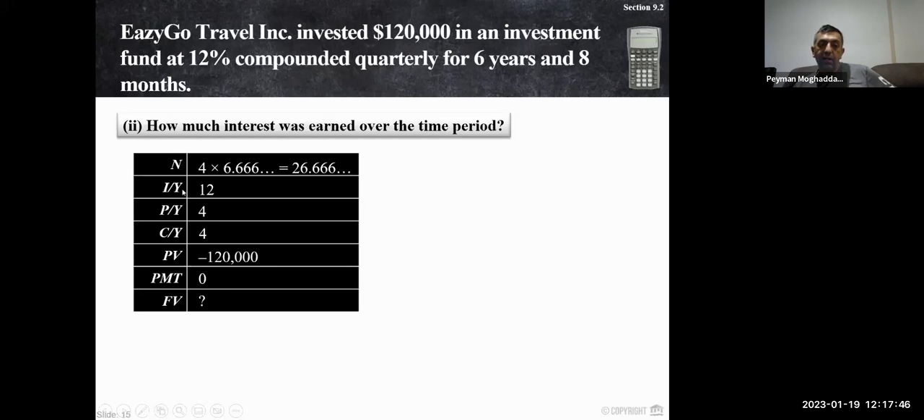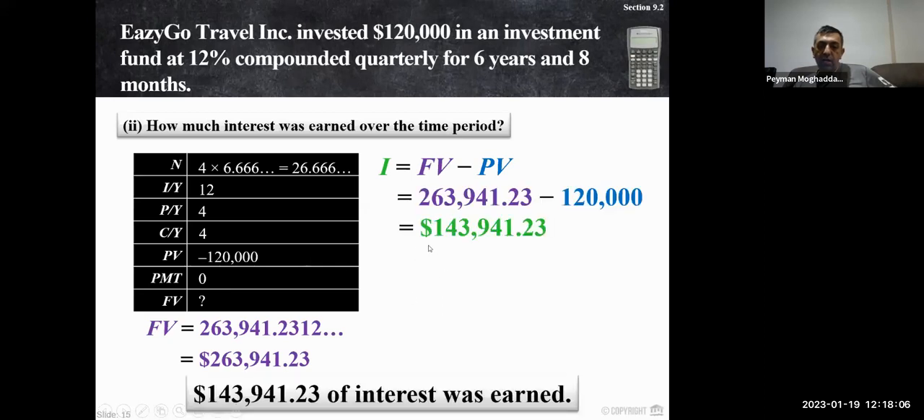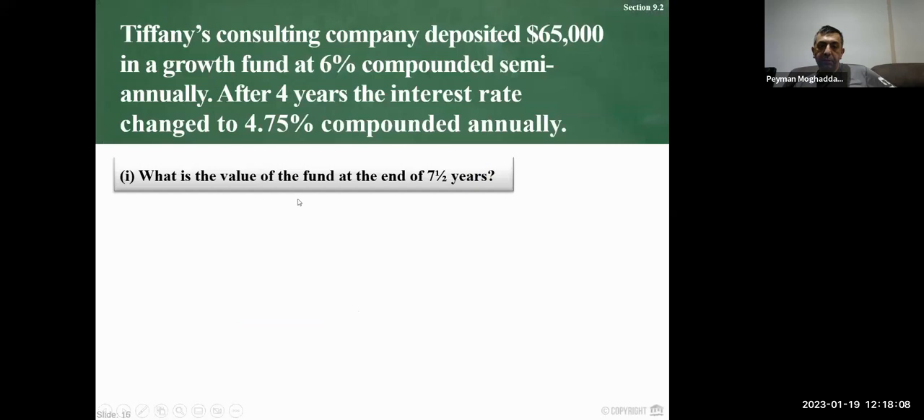Okay, and then this is the nominal rate, and you have to set P over Y and C over Y at 4, which is the compounding frequency. Present value is minus 120,000 because it's an investment, and then you press CPT on future value. Okay, it's going to be 142,000 as the interest.